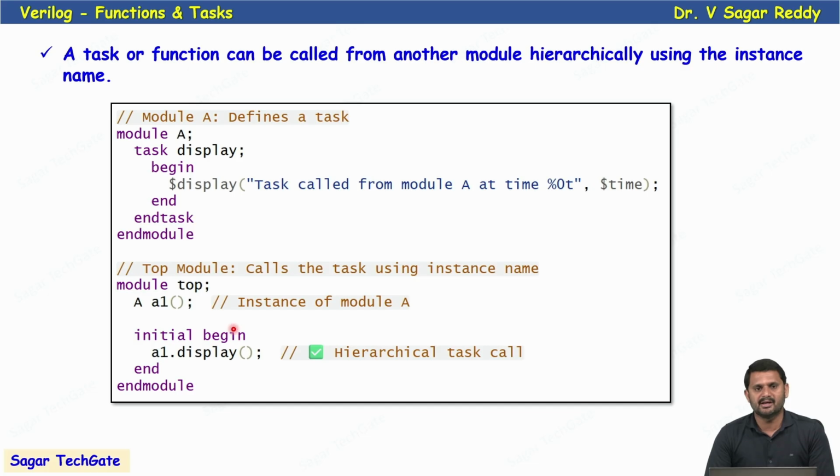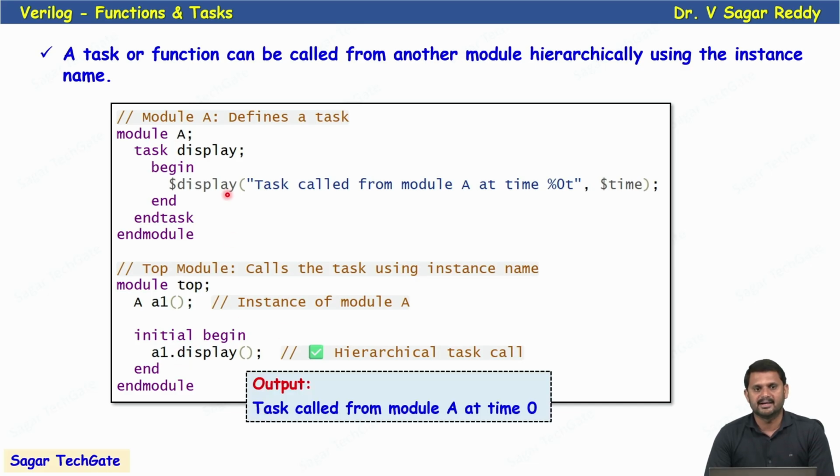Now initial begin. If I want to call this task, I'll use this instance name. How do I call this task from module top? This task is defined in module A, but I want to call this display task from module top. In that case, I'll use a hierarchical name. The instance name is A1, so A1.display. Clear? I hope you understand. If I call the display task from module top using the instance name A1.display, then the output is: task called from module A at time 0.